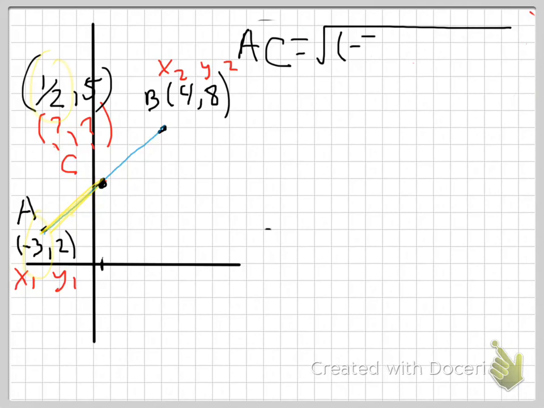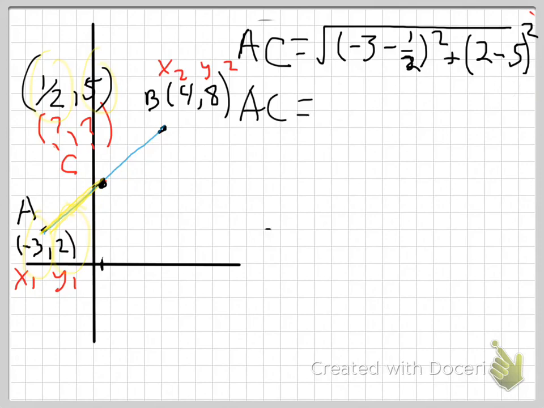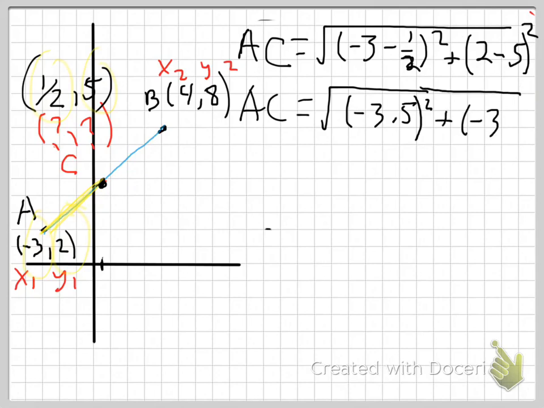So -3 minus 1/2 squared plus, I'm going to use these ones here, 2 minus 5. 2 minus 5, and I have to square that as well. Okay, so when I do that, AC equals the square root of -3.5 squared. Put the squaring on the outside of the parentheses, plus -3 squared.